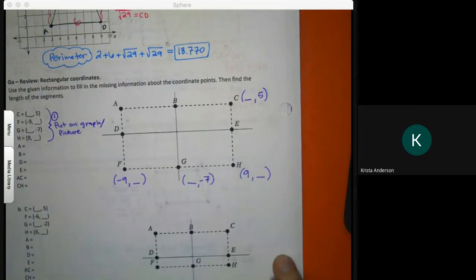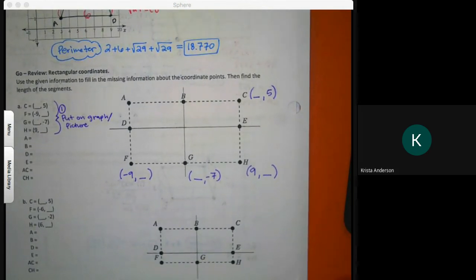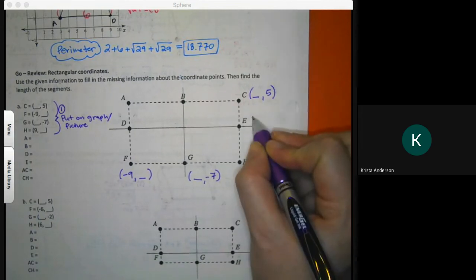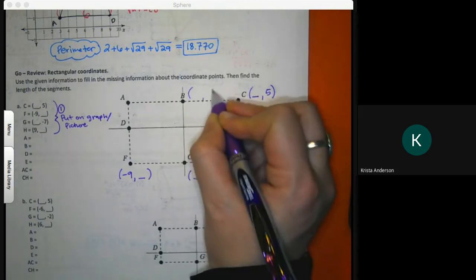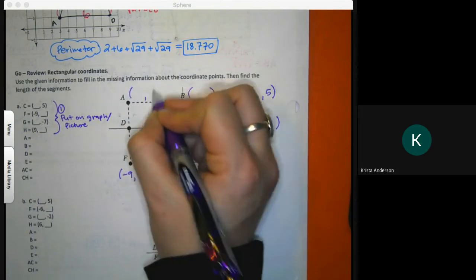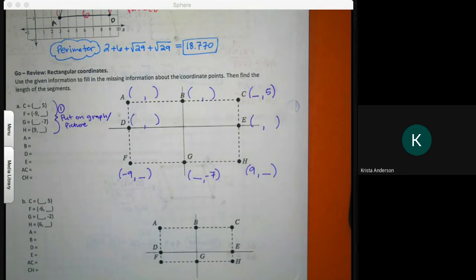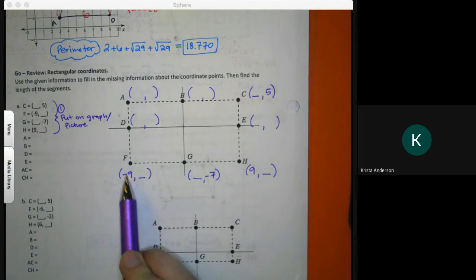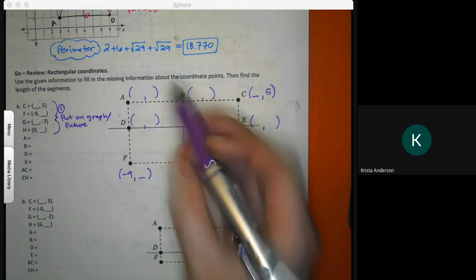So I put those on my graph or my picture to help me find them. I'm going to fill them in. I'm also going to fill in E, B, A, and D. Do you see how negative 9 is on the left? That means that every point that is in this row on the left will have a negative 9.